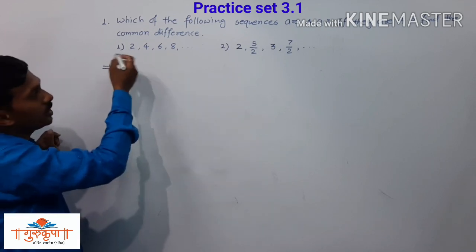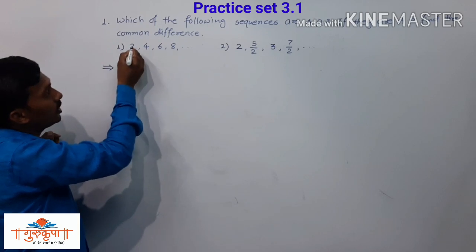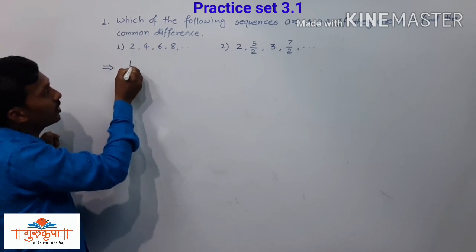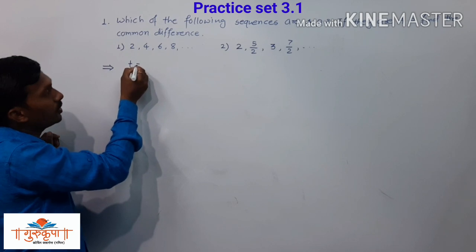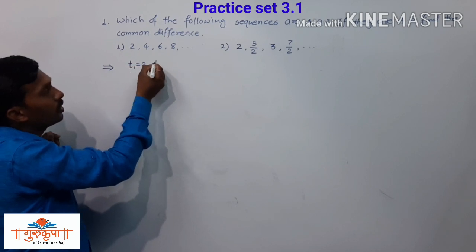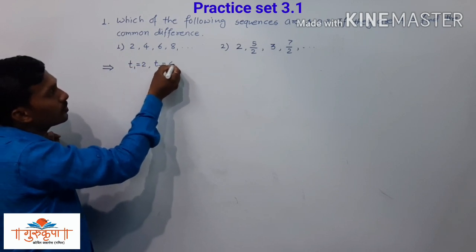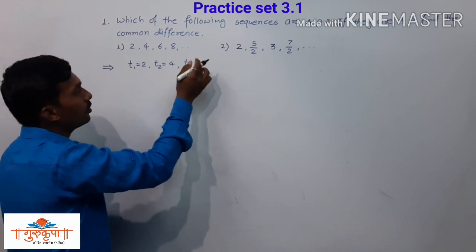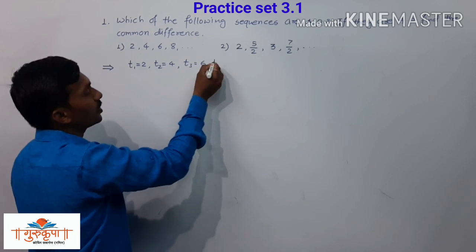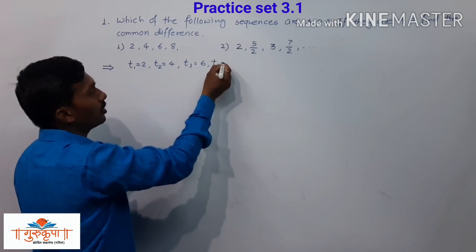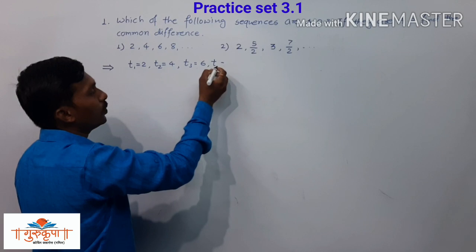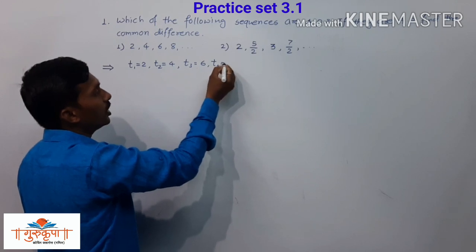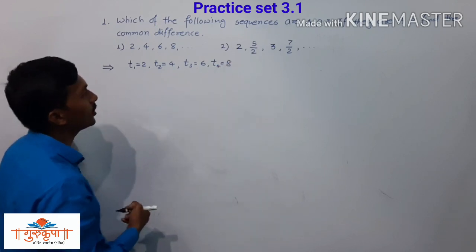Now we will represent each and every term here. You can represent the first term as T1, so we will write T1 is equal to 2, T2 is equal to 4, T3 is equal to 6 and T4 is equal to 8. That is the given information. We have 4 terms available, that is 2, 4, 6 and 8.